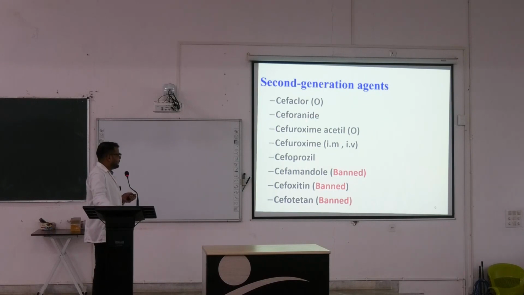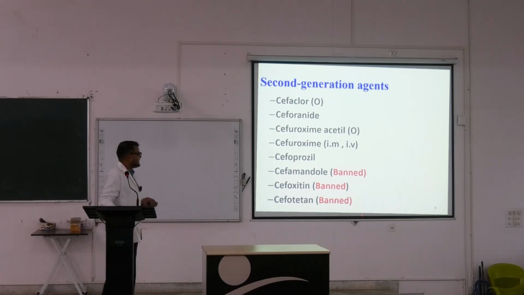Cefaclor, cefuradin, cefuroxime axetil, that we know very much. Cefuroxime, cefoprozil. These 3 are cefoxitin and cefotetan. These are now banned.